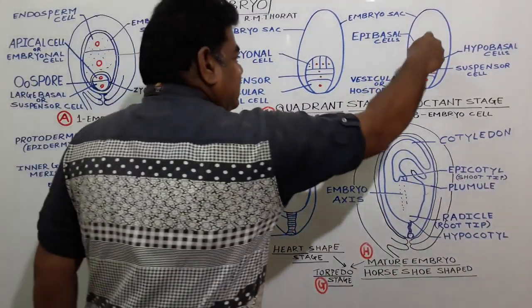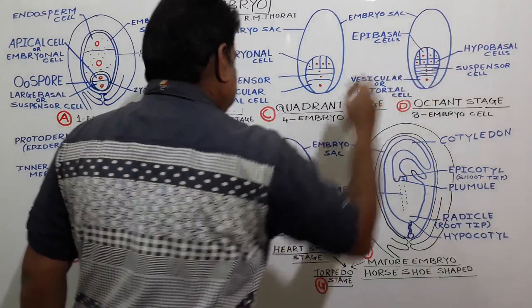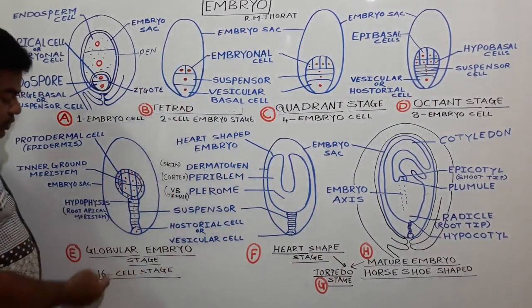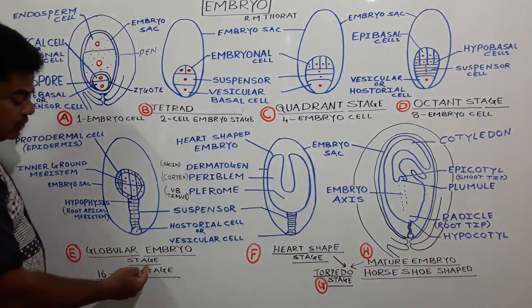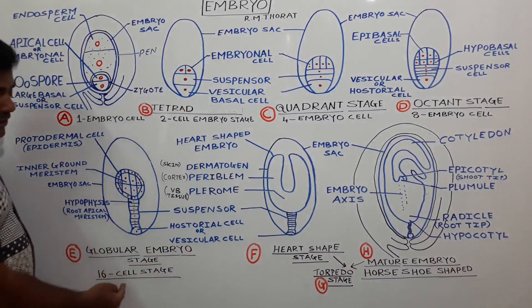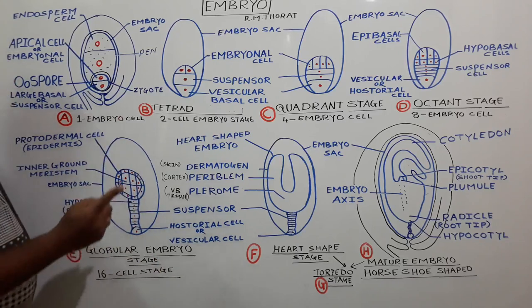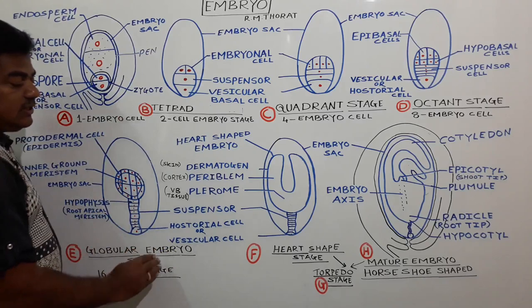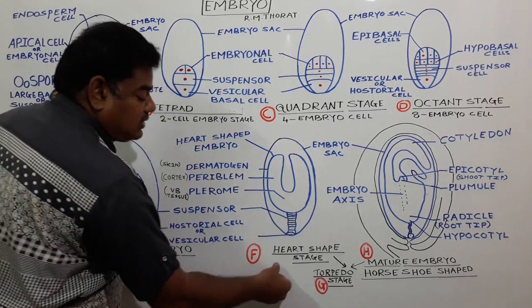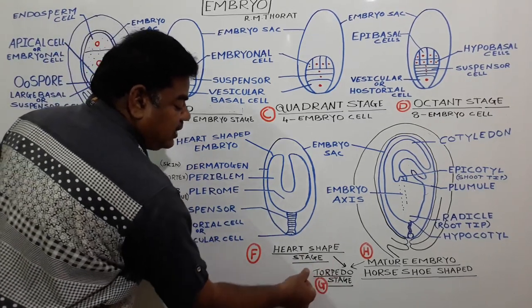Now this globular embryo stage is a 16 cell stage structure. These 8, this one, 4 and 4, 8 cell structure transform into a 16 cell stage structure. We call it the globular embryo stage. That is a 16 cell stage embryo structure. Now this globular embryo stage gets transformed into the next stage known as the heart shape stage.